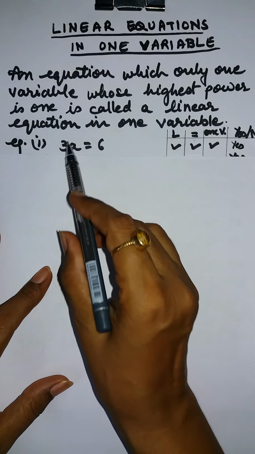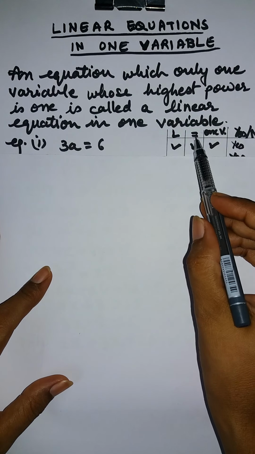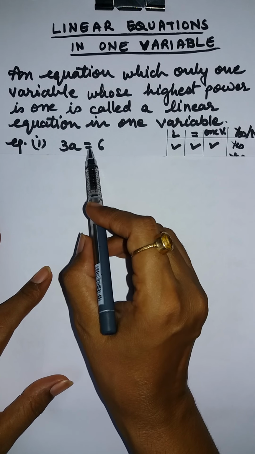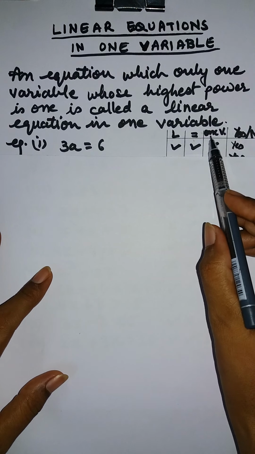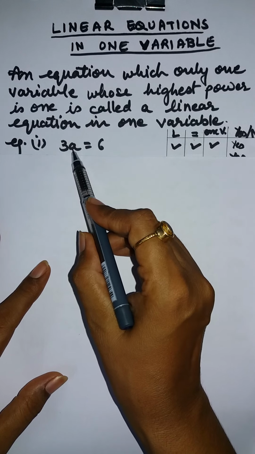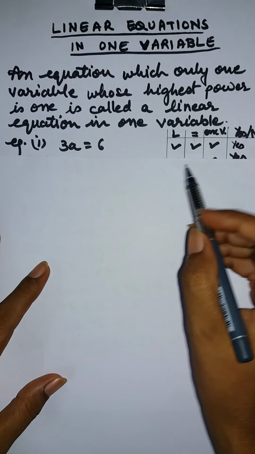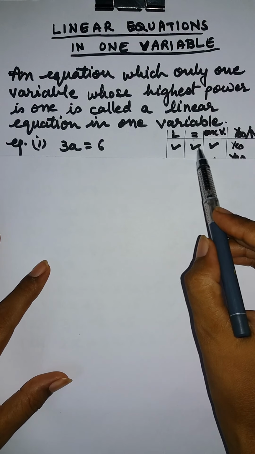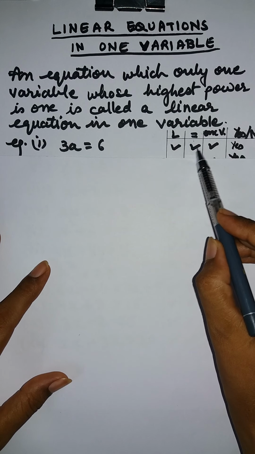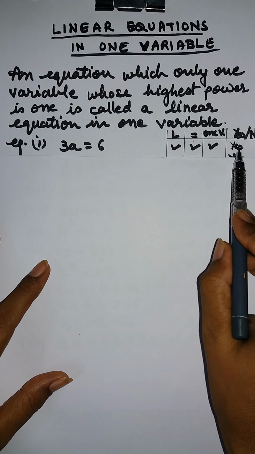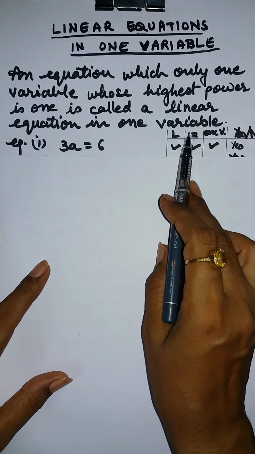Linearity, that means highest power is 1. Equality, that means equation, that means equal to sign. And one variable, that is here a is the only variable. So we can see by this table all rules are fulfilled here. So yes, this is a linear equation in one variable.